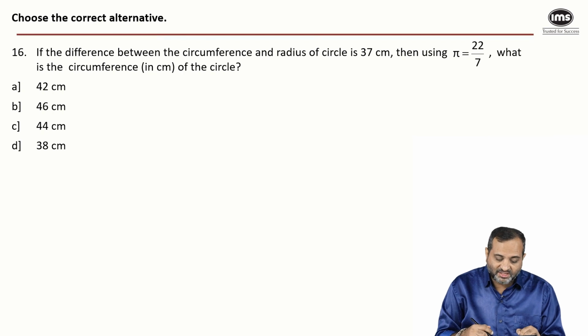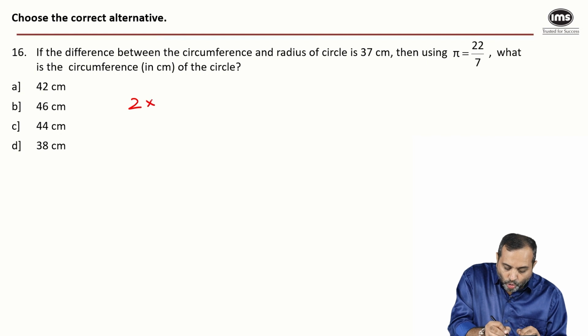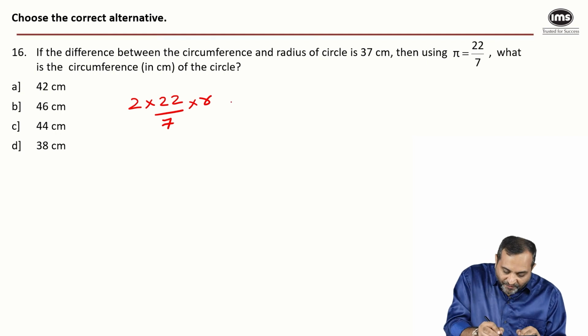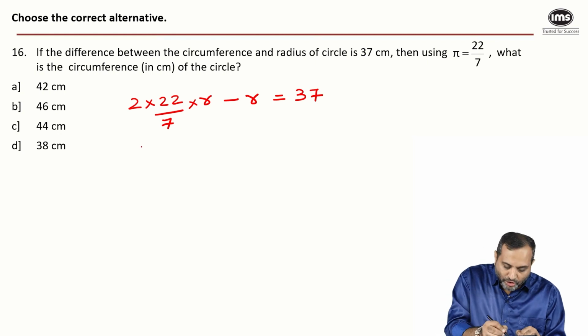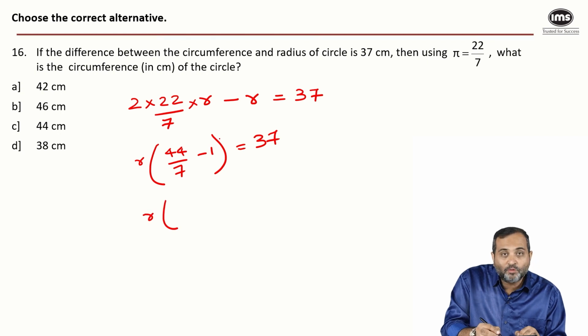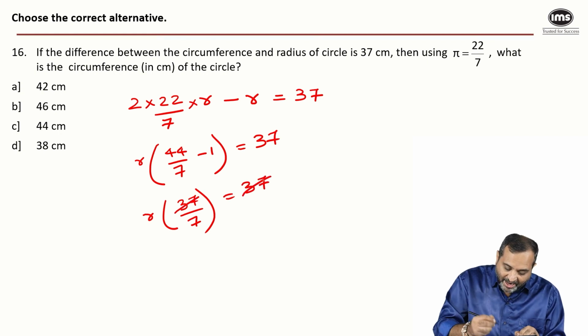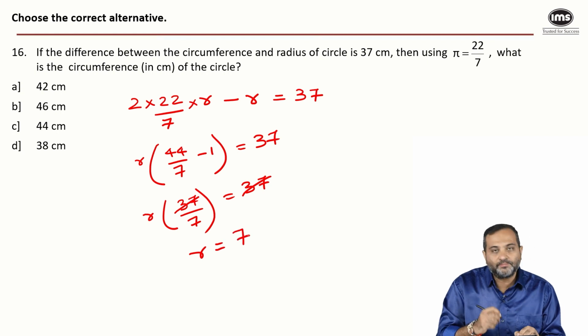The difference between the circumference and radius of the circle is 37. What is circumference of a circle? 2 pi r. The difference between circumference and radius is 37. So can you take r common? So this will become 44 by 7 minus 1 is equal to 37. So r into 44 minus 7, we will get 37 upon 7 is equal to 37. That means, can I say r is equal to 7?